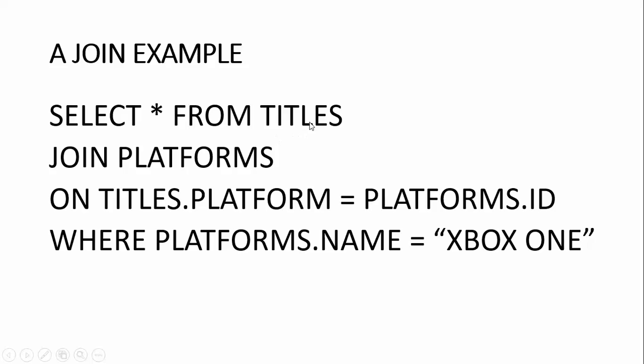So select everything from the titles table and then join on the platforms table. Then we have to say what fields in those tables we're matching up. So we're going to say join on the platforms table on titles.platform equals platforms.id. I know that was a lot. Let's go back and take a look at it. Our titles table has a platform field, and that platform field is associated with the ID field in the platforms table.